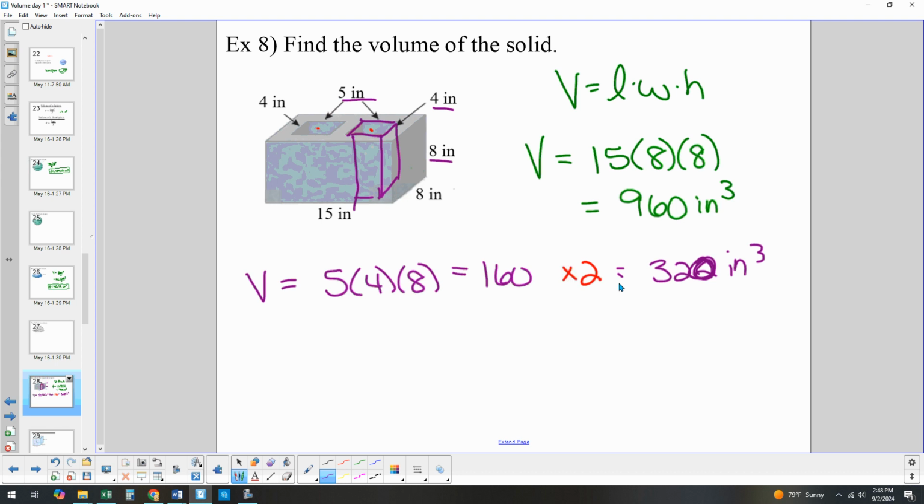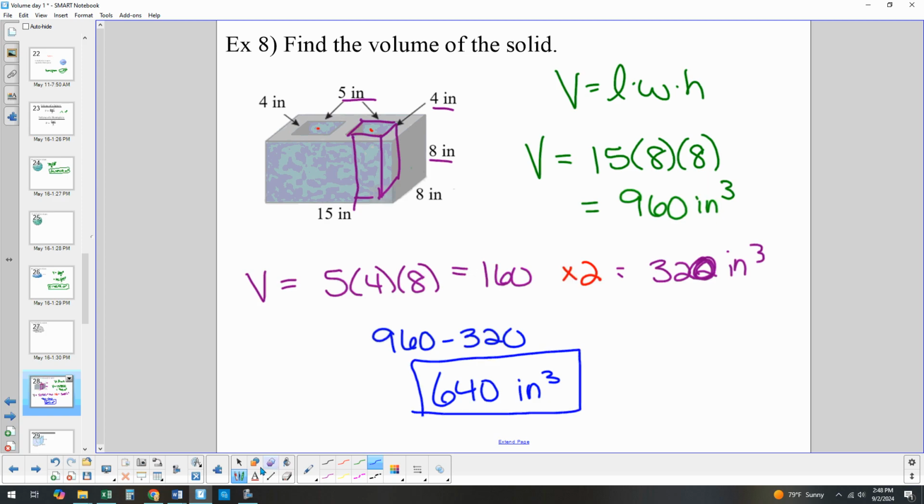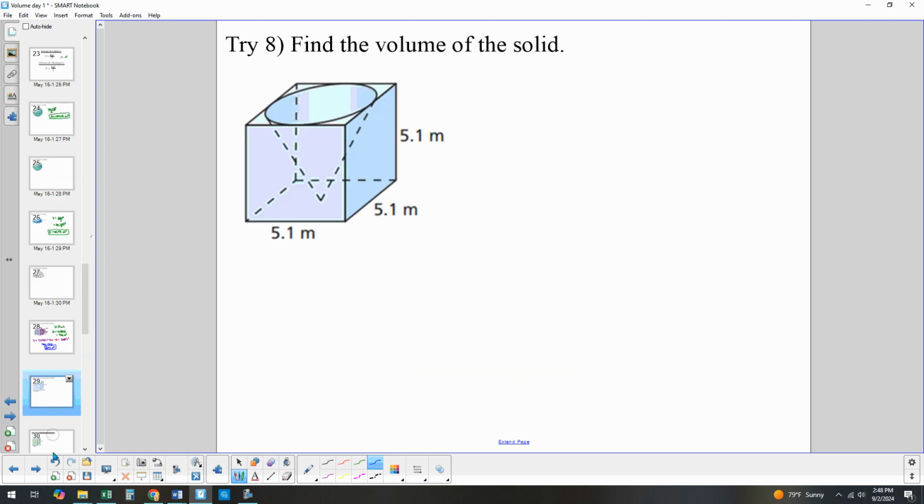So the volume of the solid that we're looking for will be our 960 minus our 320. So 640 cubic inches is the volume of our solid. So you can go ahead and try this one. Pause. Answers are posted online.